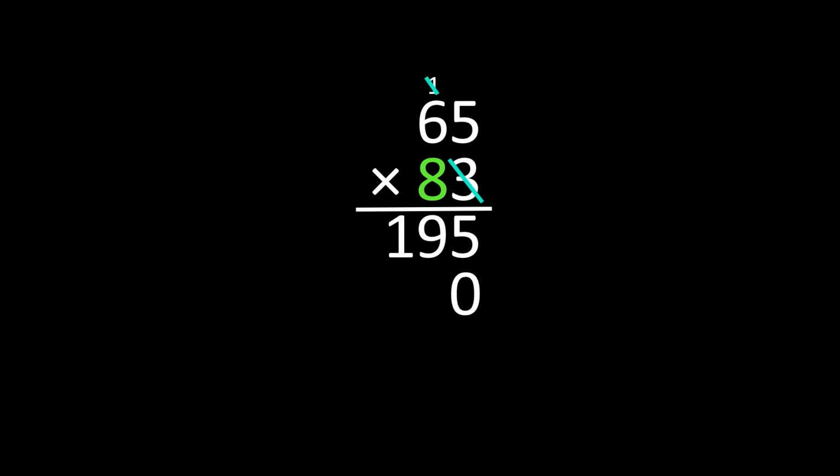And we go back to the ones place in 65 and we start with 8 times 5. 8 times 5 is 40. We place our 0. We regroup with the 4. Then we're at 8 times 6. 8 times 6 is 48. And we add the 4 that we just carried. 48 plus 4 is 52.